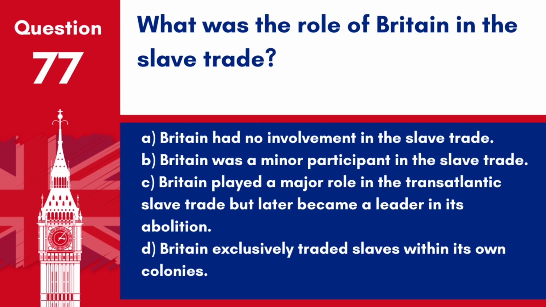Answer C. Britain played a major role in the transatlantic slave trade, but later became a leader in its abolition. The UK was heavily involved in the transatlantic slave trade, but it also played a significant role in abolishing the trade across the empire in 1807.